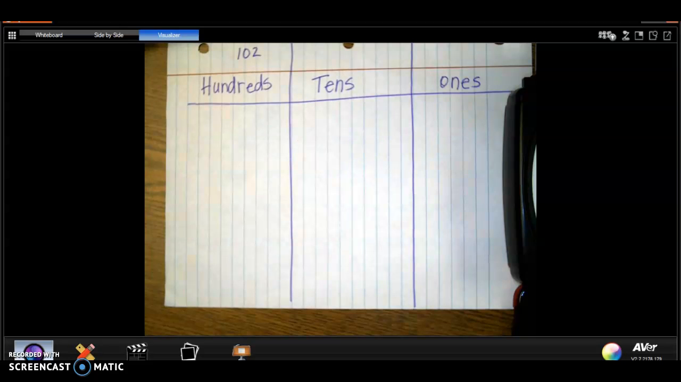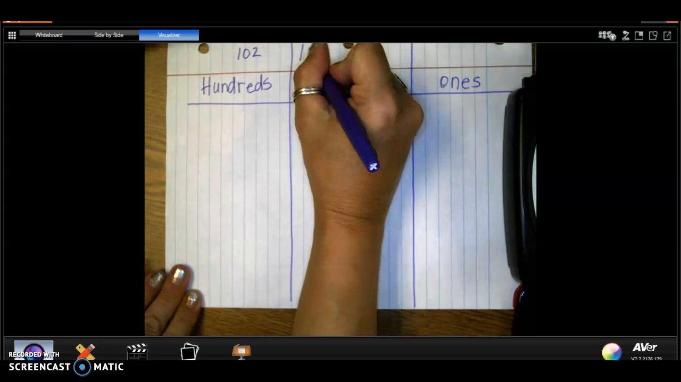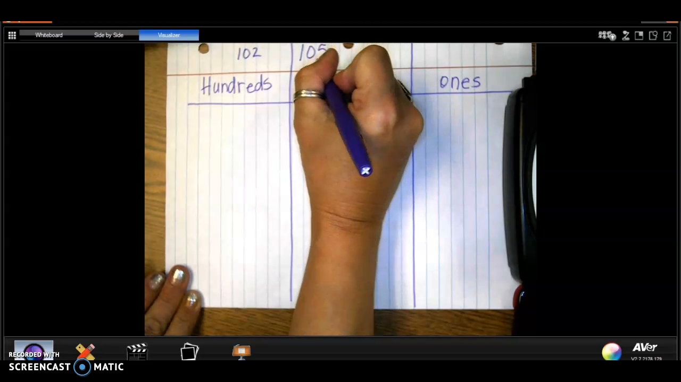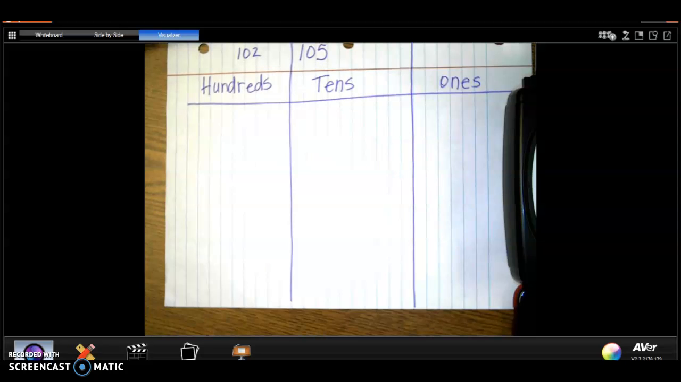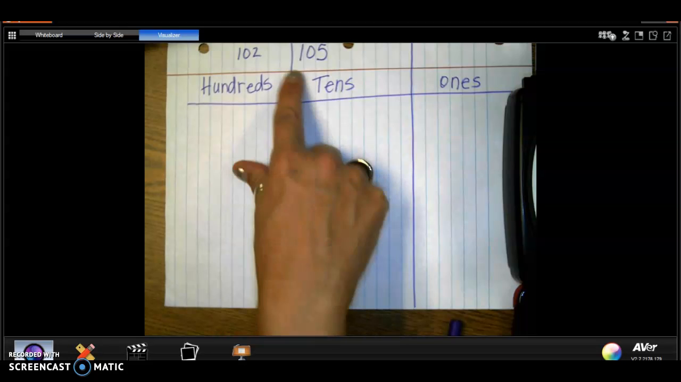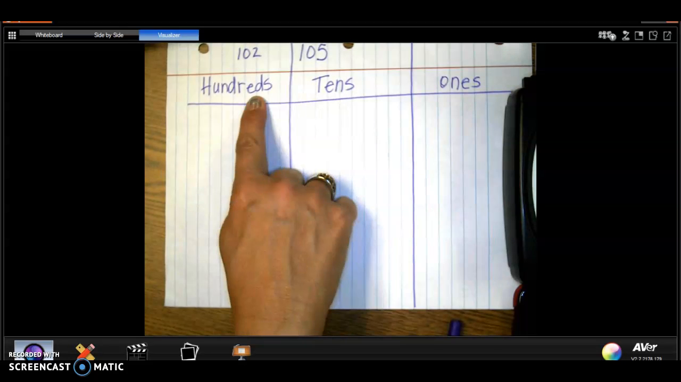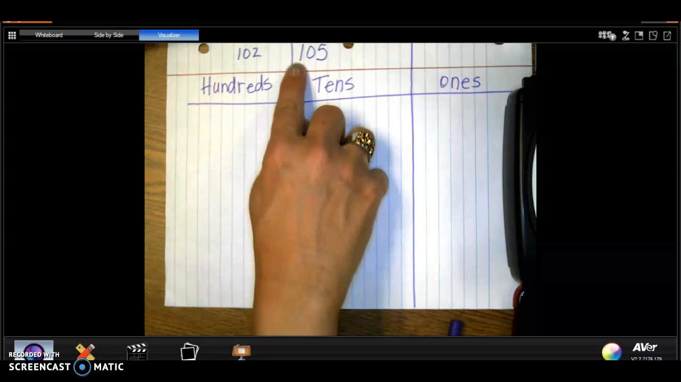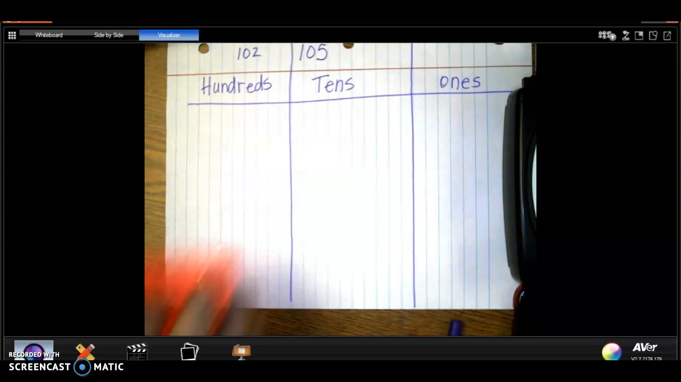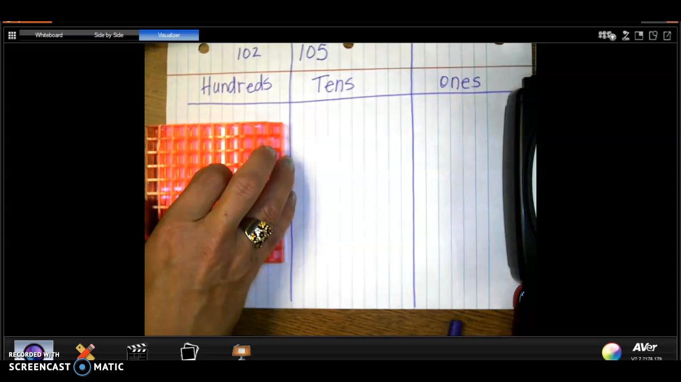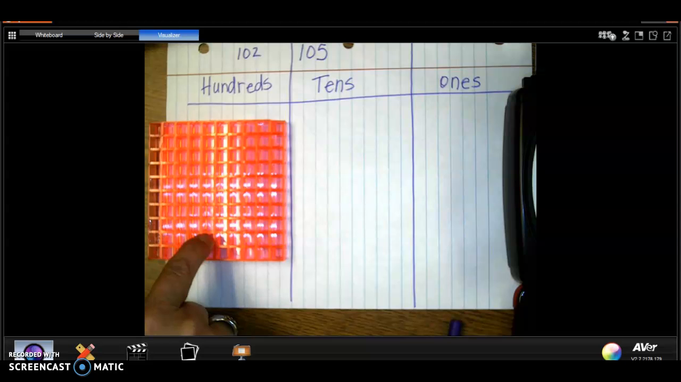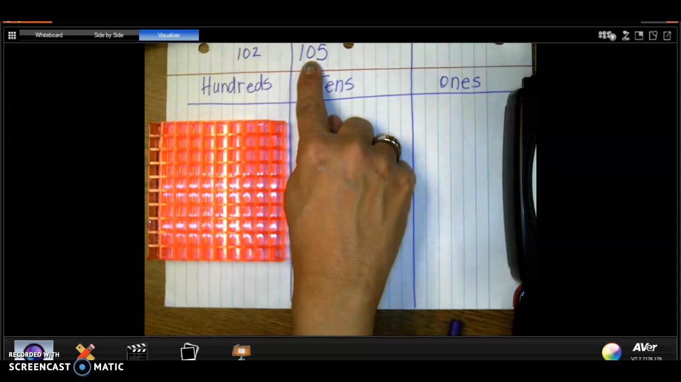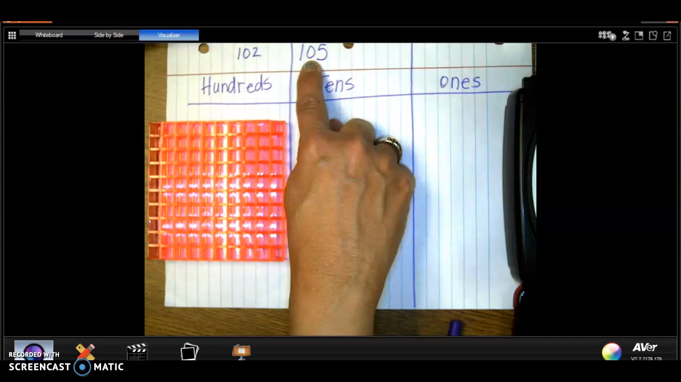All right, let's try another one. Another number we're going to make today is 105. Say that with me. 105. Very good. So the number on the far left is my hundreds. So I'm going to need how many hundreds? Only one. 100. So this is 100. What is this? 100. Okay, middle number says 0, so that means how many tens?